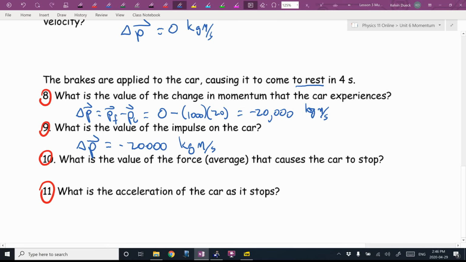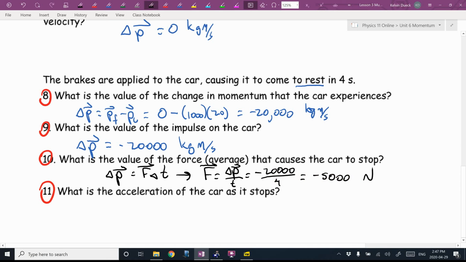What's the value of the average force? The reason it's average force is that when you hit the brakes, the force probably isn't constant, but we can't handle a changing force. So, average force. Since I know the impulse, I can go impulse equals force times change in time. I can say the force equals the impulse over the time. So it's going to be negative 20,000 over 4, and I get negative 5,000 newtons.